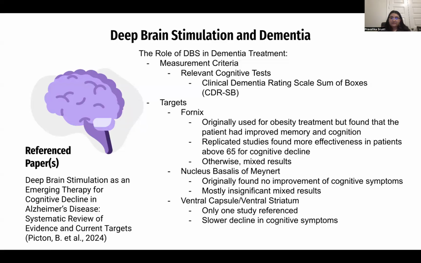And so again, these are all determined by, as you'll notice in the paper, the significance, which you will find through the Clinical Dementia Rating specifically, though there are a bunch of other cognitive tests that they went over.